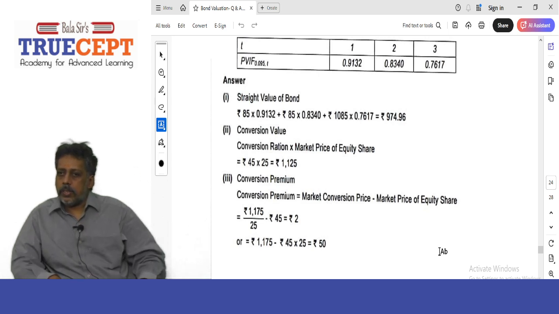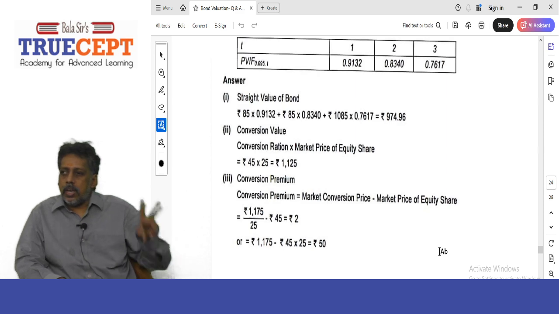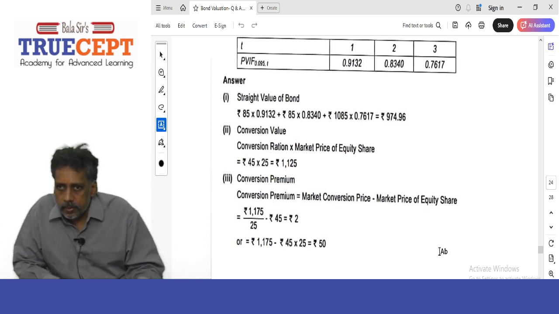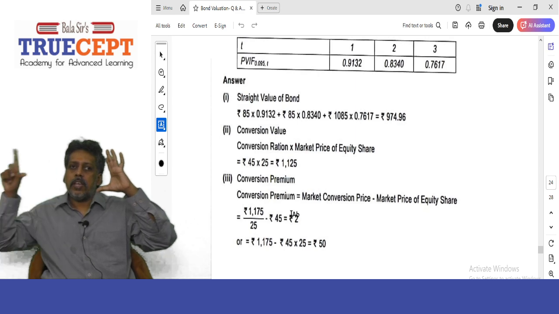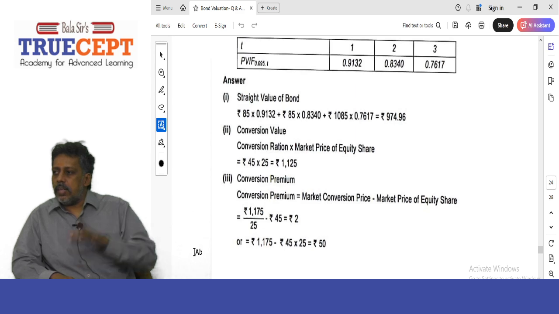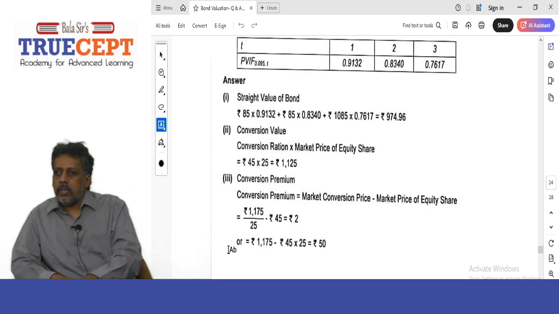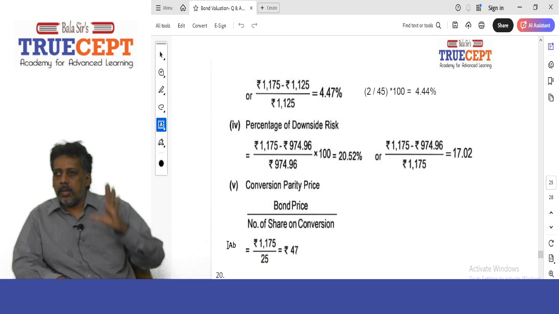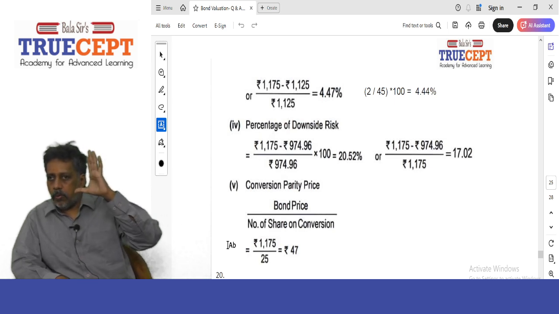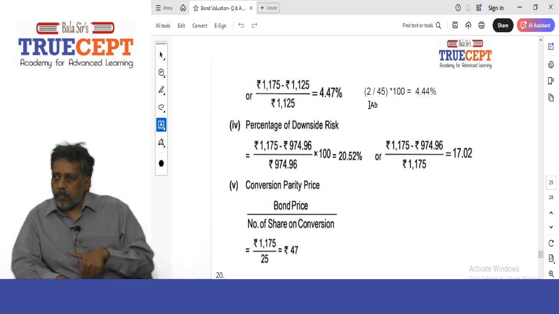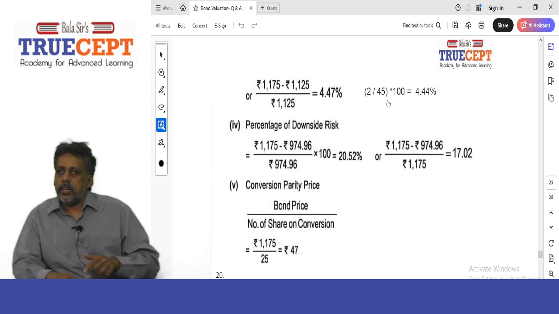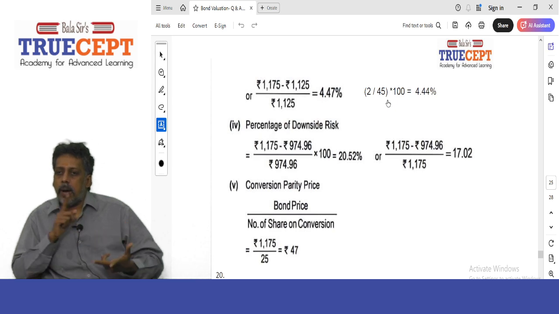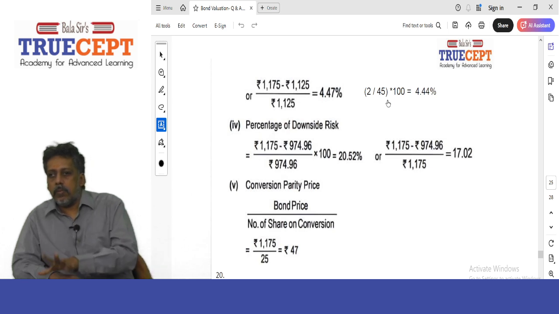So what is the premium per share? 2 rupees extra. You can express this 2 as a percentage also. And don't see the alternative solution, guys. You stop at 47 minus 45, 2 rupees, that will do. In case you want to find the ratio of conversion premium, you know the formula. Take the conversion premium per share, what you got, 2 rupees, divided by 45 rupees market price per equity share, into 100. Works out to 4.44%. And that is the ratio of market conversion premium.